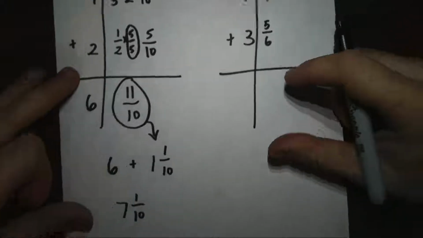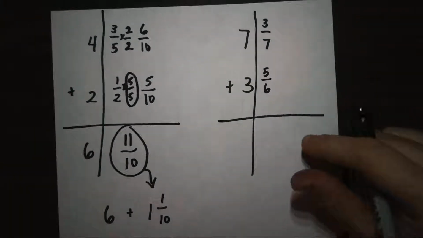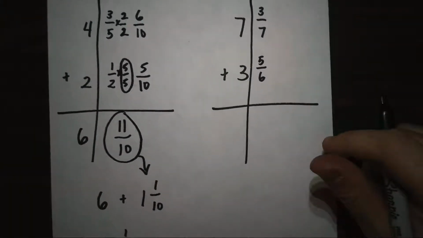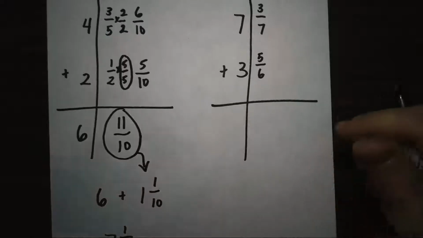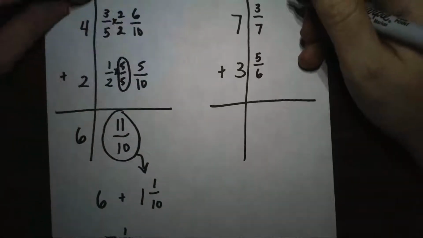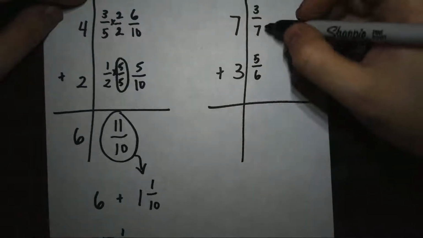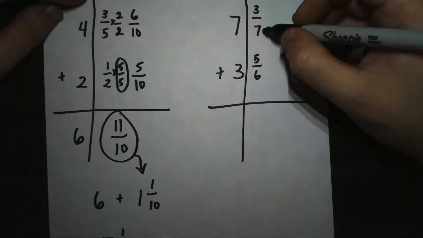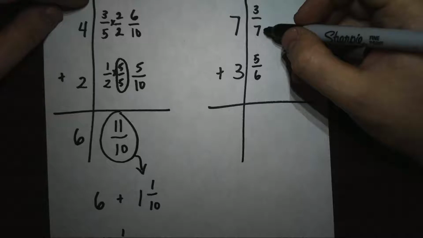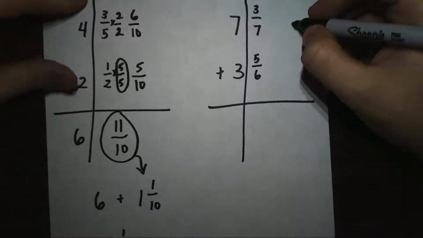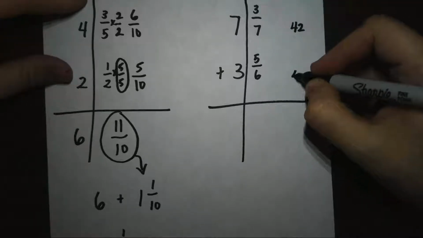Alright, let's look at another problem. This problem is 7 3/7 plus 3 5/6. And I'm going to find a common denominator between 7 and 6. So I'm going to start with 7. I'm going to count by 7s. 7, 14, 21, 28, 35, 42. 6 goes into 42, so I'm going to stop right there.